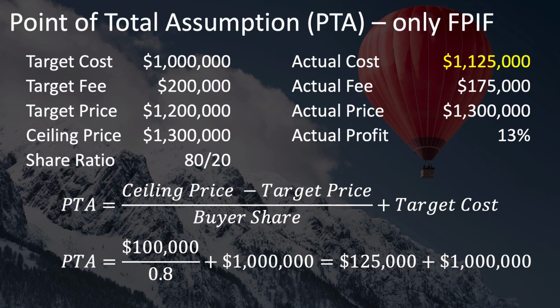We know that the point of total assumption happens when the buyer stops paying anymore, which is when the actual price equals the ceiling price. So we set the actual price to $1.3 million in order to calculate the actual fee of $175,000. Remember that the actual cost plus the actual fee is the actual price. Now, divide the actual fee by the actual cost to find that the actual profit is still a healthy 13%. Not the 20% that the seller had hoped for, but still a profit. And that's it for the point of total assumption.